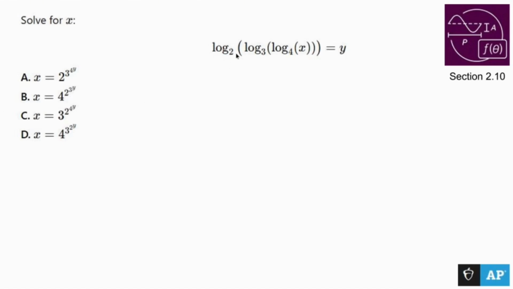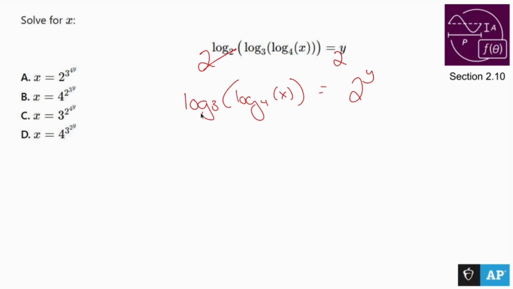I have to get rid of log base 2 first. How do you get rid of log base 2? Base 2 both sides. That crosses you out and drops down log base 3 of log base 4 of x, and now it's equal to 2 to the y.